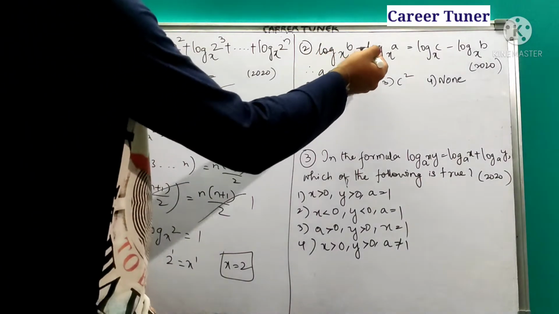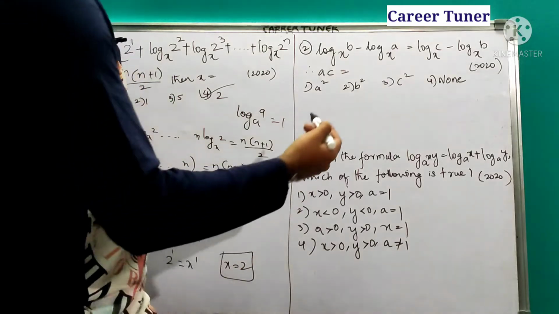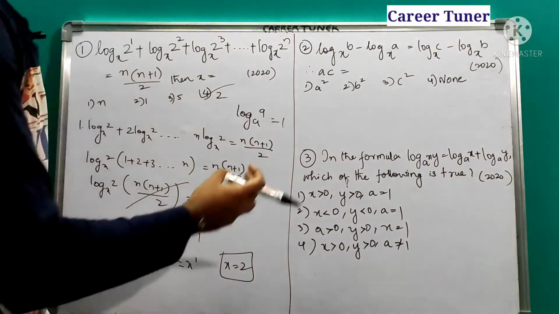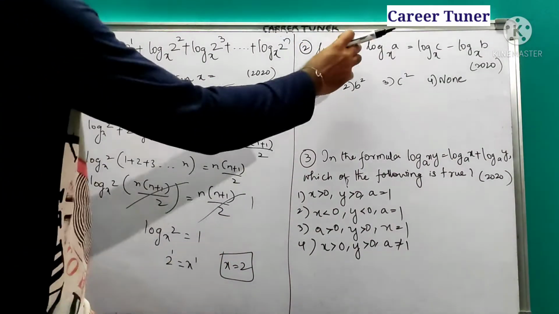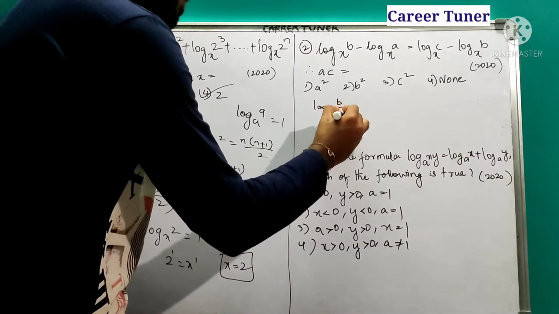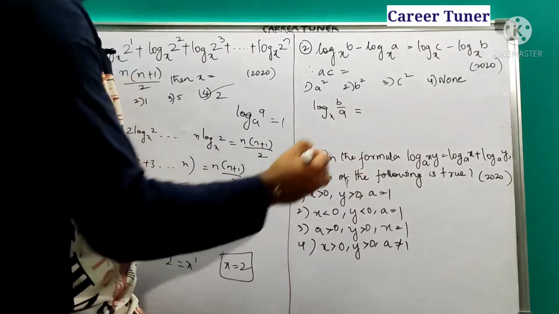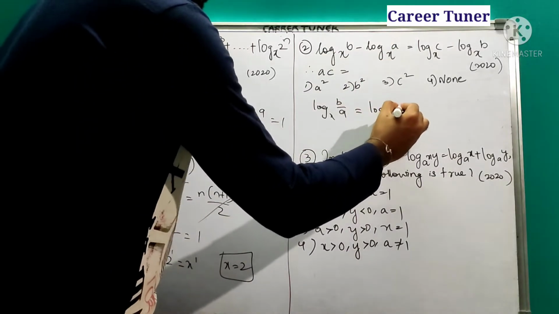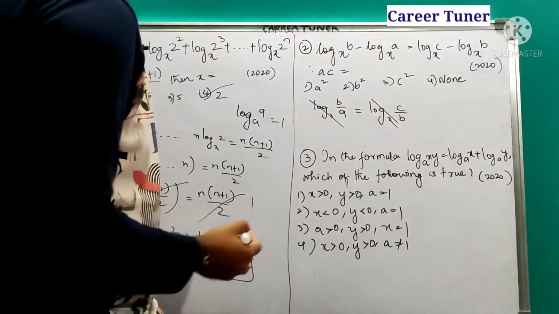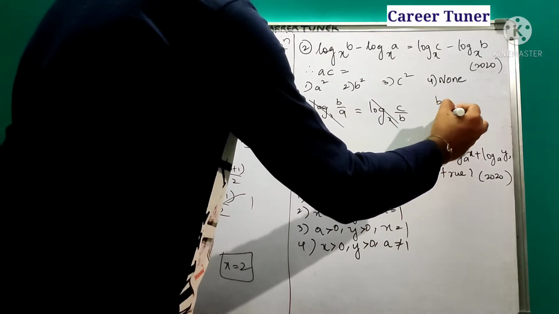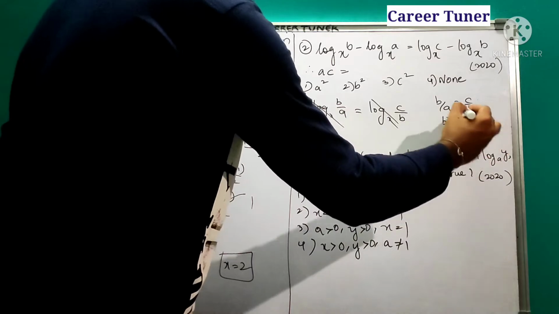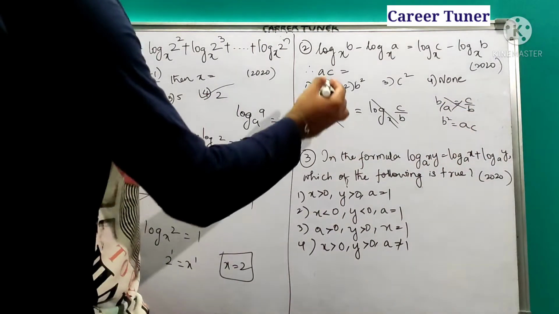Now log b base x minus log a base x is equal to log c base x minus log b base x. Whenever a subtraction case comes, we know that subtraction must become division. So what will be the case? Log b by a base x is equal to, here also, log c by b base x. Now these both terms get cancelled. So what is left over? b by a is equal to c by b, or else b square is equal to a into c. On cross multiplying you will get it. So ac is equal to b square.